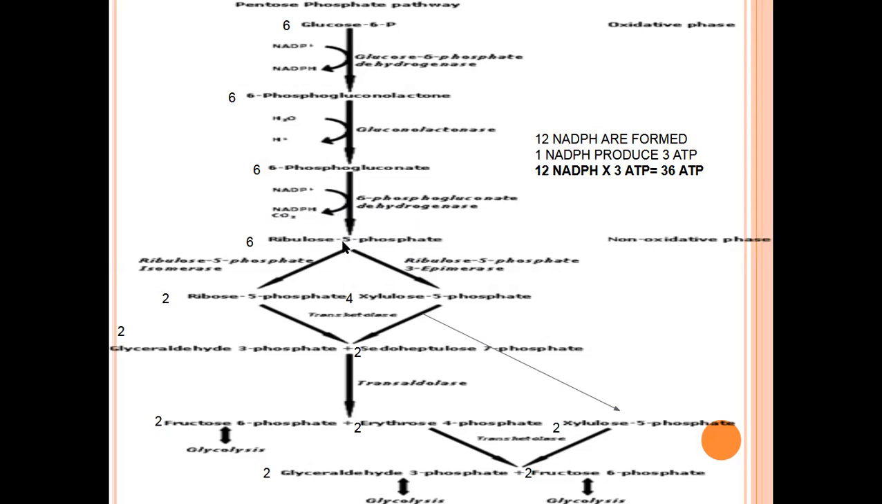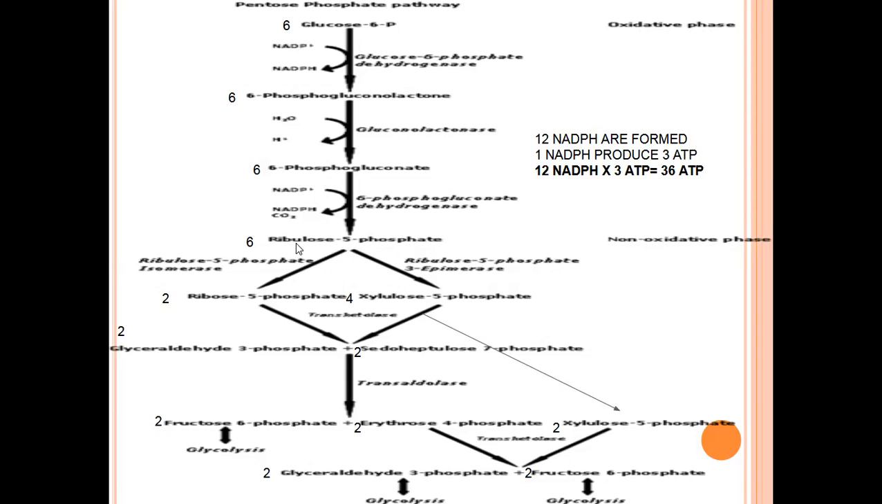Up to here, up to the formation of ribulose 5-phosphate, the above reactions are called oxidative phase reactions. Then after the formation of ribulose 5-phosphate, non-oxidative phase reactions will occur.